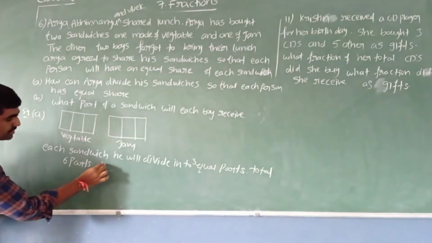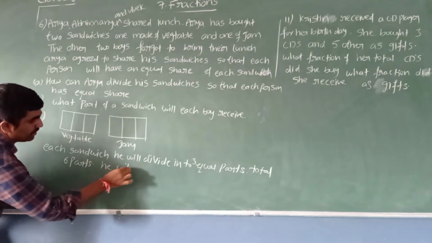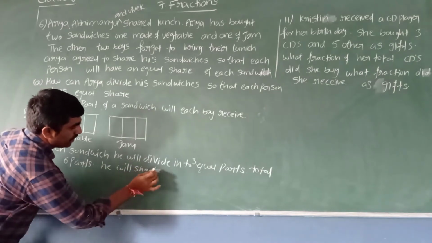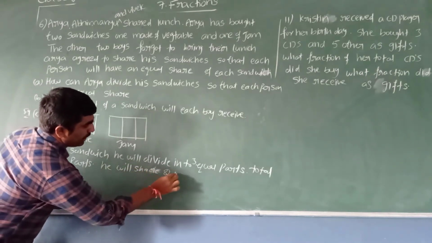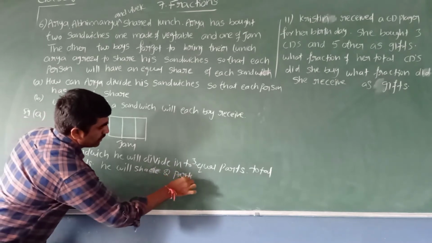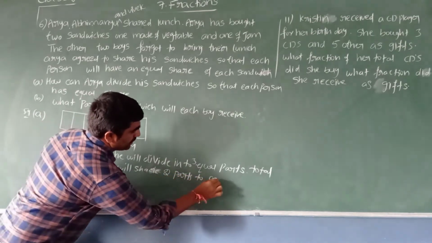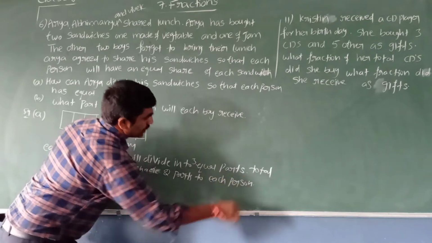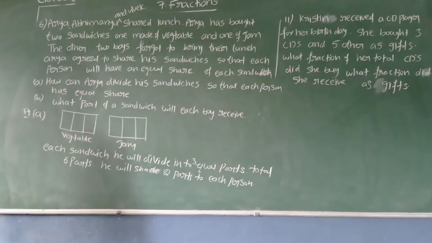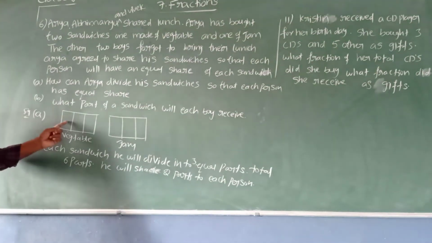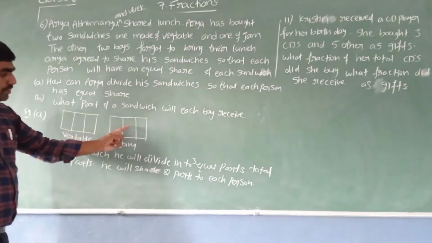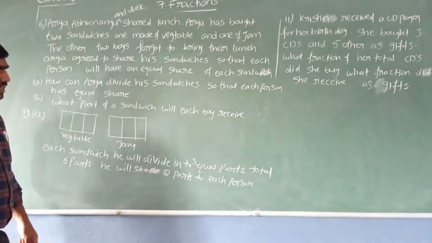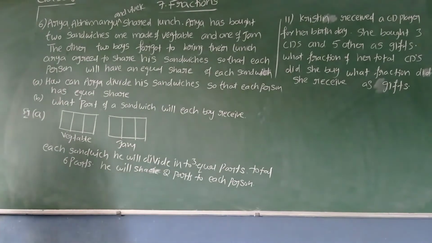So what can we write? He will share 2 parts to each person. Total 6 there, so he will give 1 to one person. Total, this will be Arya, Abhimanyu, Vivek. So each one will get how many pieces? 2 pieces. Each will get 2 pieces.